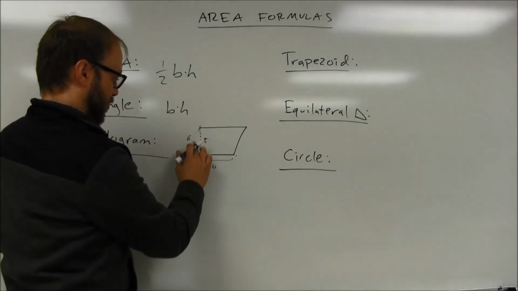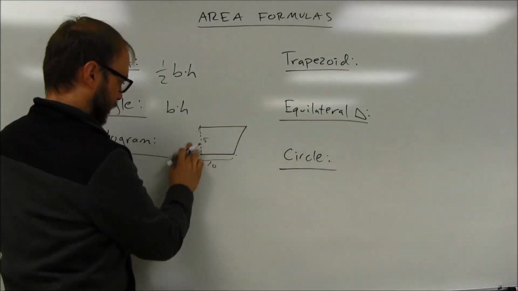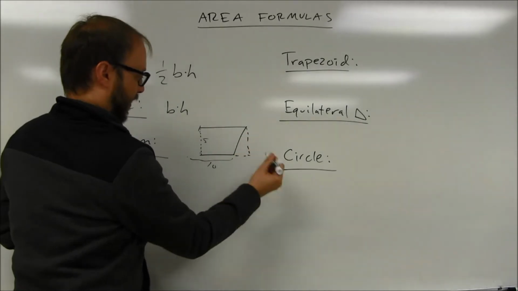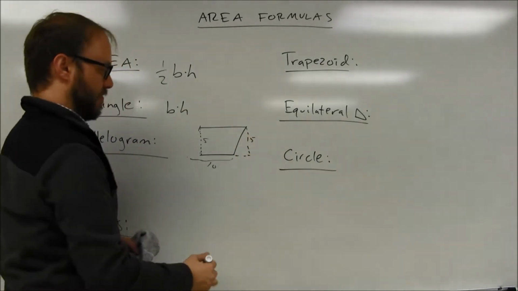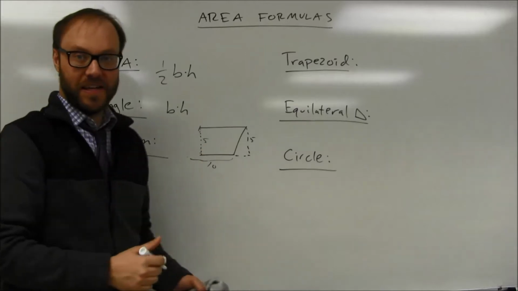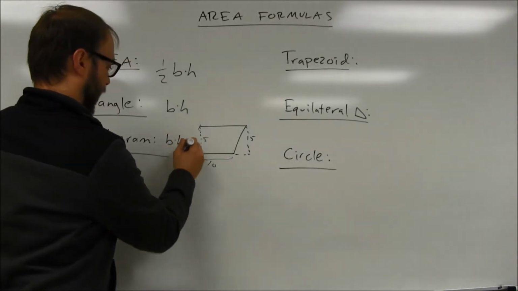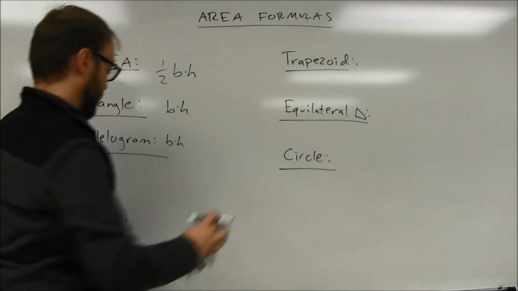In other words, if you move this triangle over here, that height would still be 5, and that base would still be 10. It'd still be a 10 by 5. So parallelogram area also is just base times height, all right?